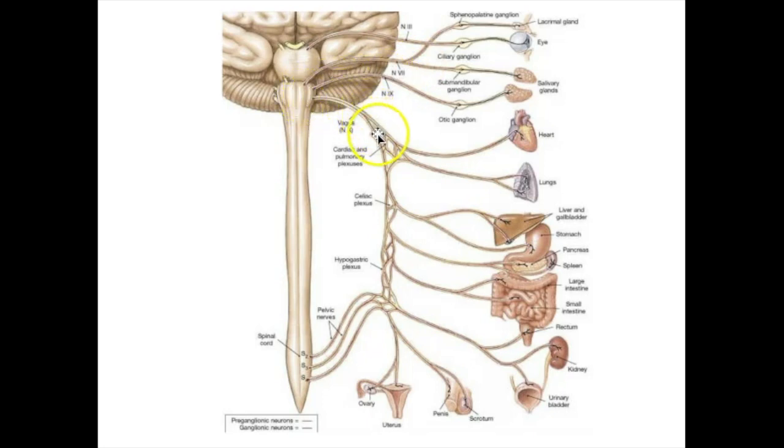And I want you to notice how extensively it travels through your body. It's got input to your cardiovascular system. It's got input to your respiratory system. It's got input to your gastrointestinal system. It's got input to your urogenital system. This nerve is so important in terms of the impact that it has throughout your body.